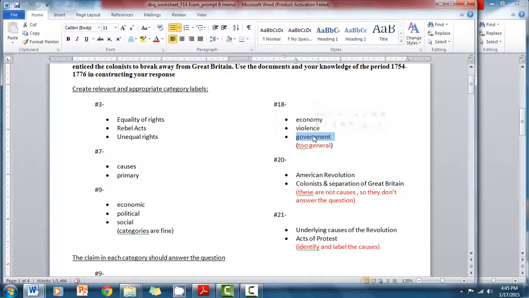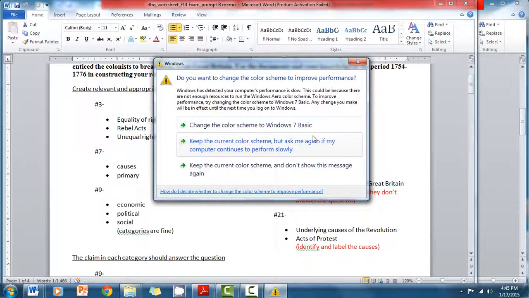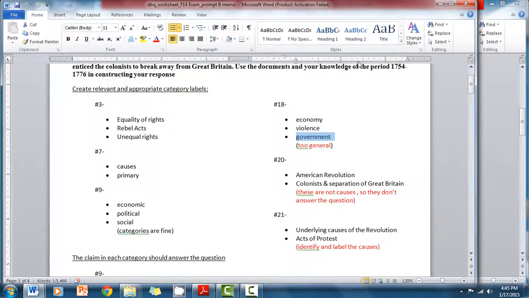And then government. That is just way too general. To say that government is the cause of a revolution, you have to be a little more descriptive. What kind of government? An oppressive government, an overbearing government. That would probably be a little more suitable.